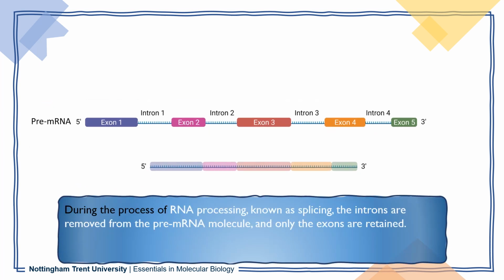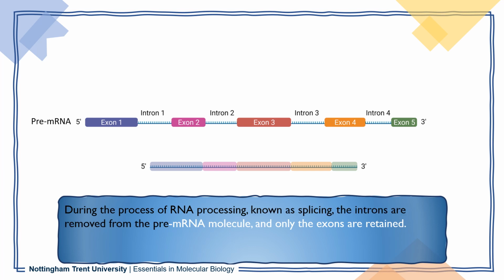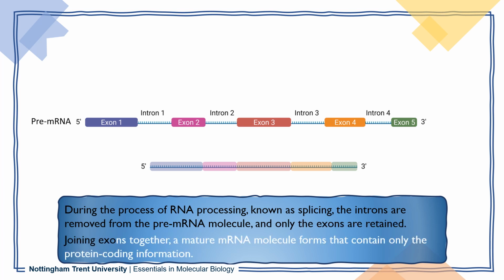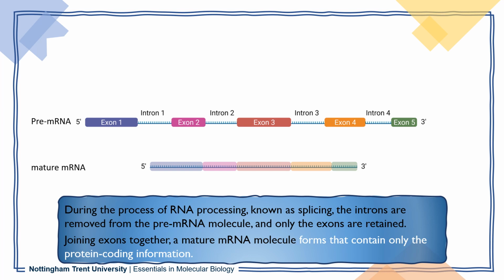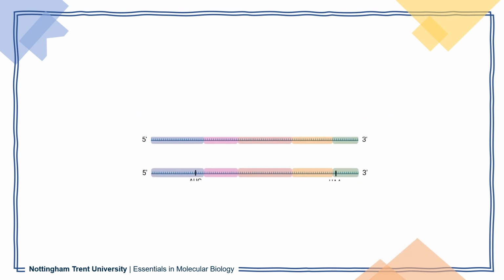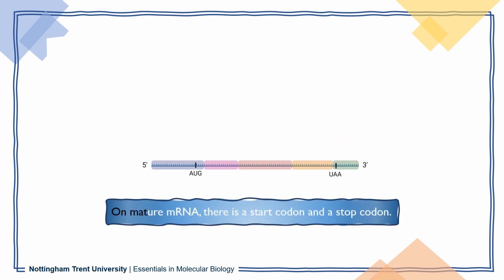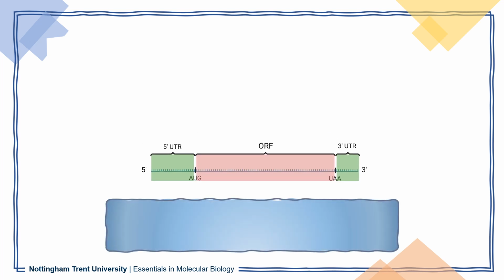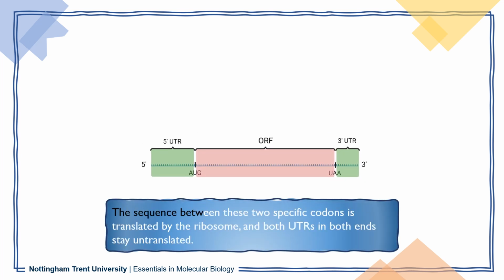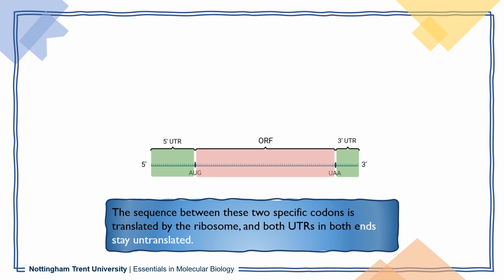During the process of RNA processing, known as splicing, the introns are removed from the pre-mRNA molecule, and only the exons are retained. Joining exons together, a mature mRNA molecule forms that contains only the protein coding information. On mature mRNA, there is a start codon and a stop codon. The sequence between these two specific codons is translated by the ribosome, and both UTRs at both ends stay untranslated.